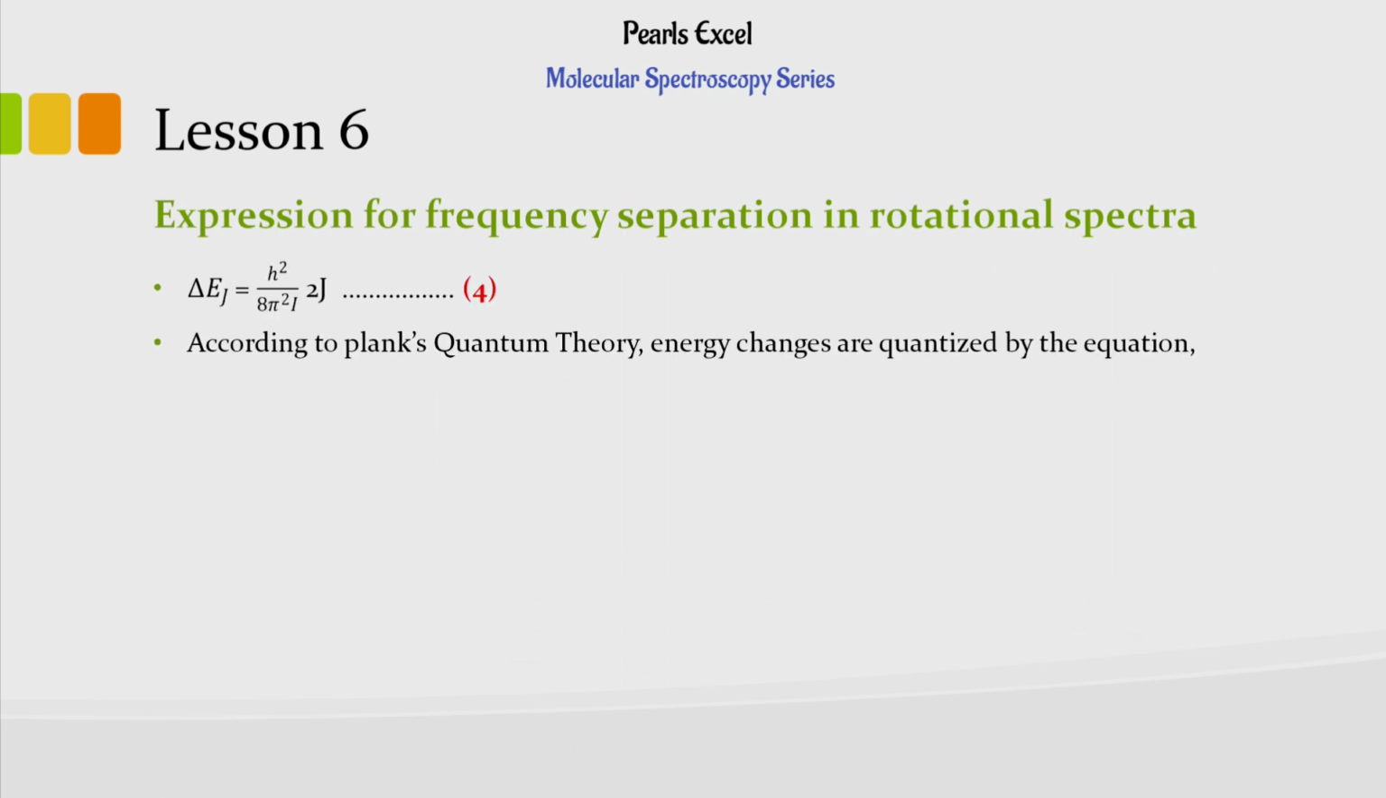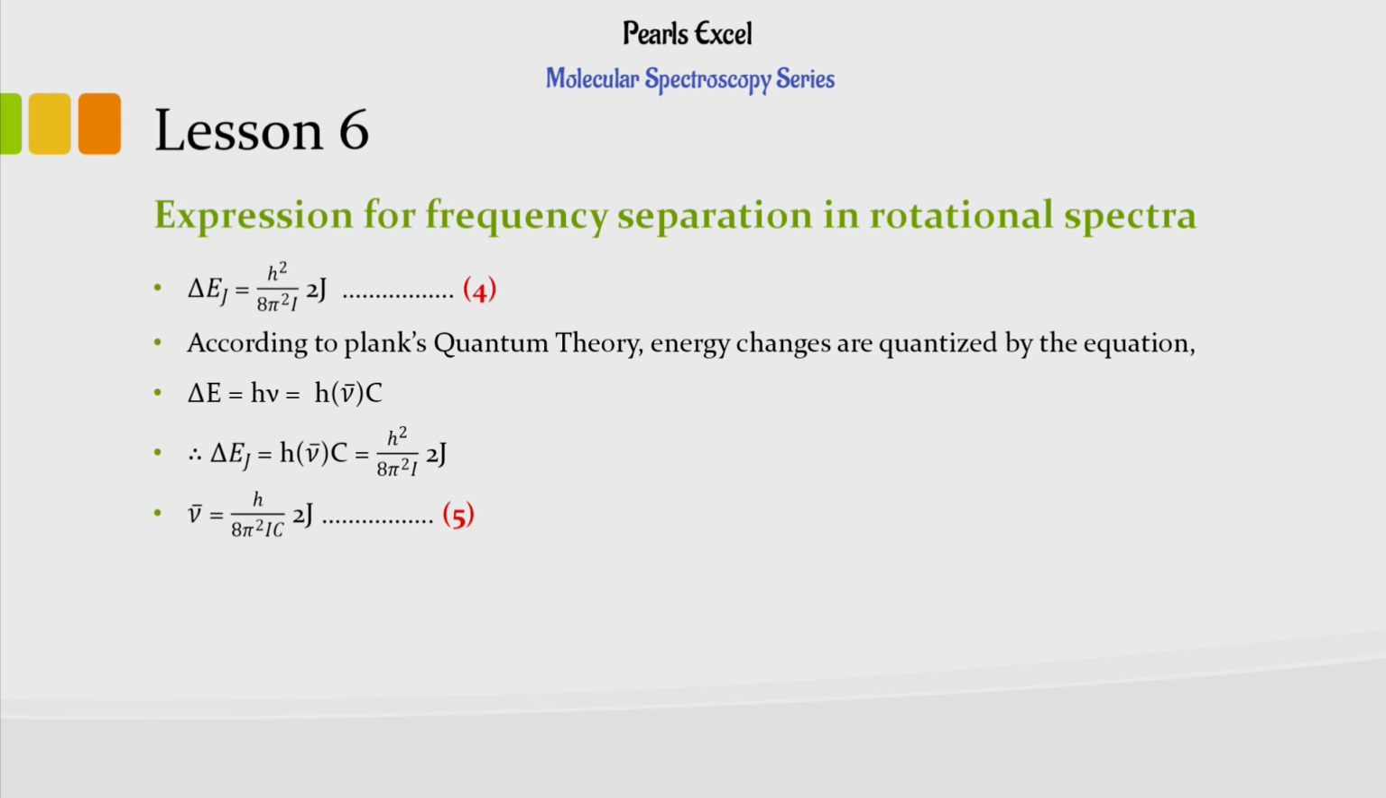Next, we have to consider Planck's quantum theory. Energy changes are quantized by the equation delta E = hν = h ν bar c, which we already learnt in lesson number 2. Now equate this equation with equation number 4, and we get equation number 5. That is, ν bar is equal to h/8π²Ic × 2J.